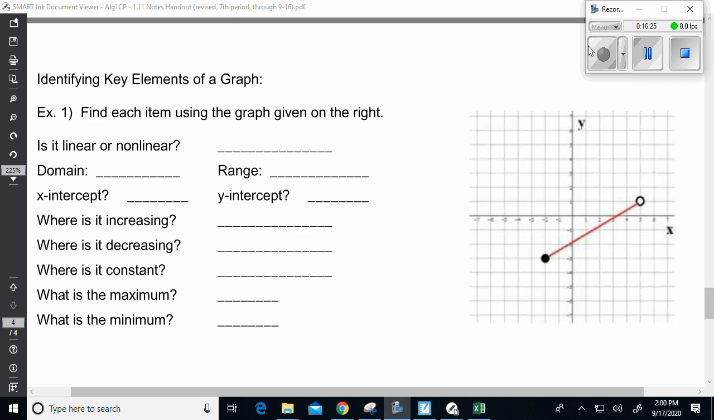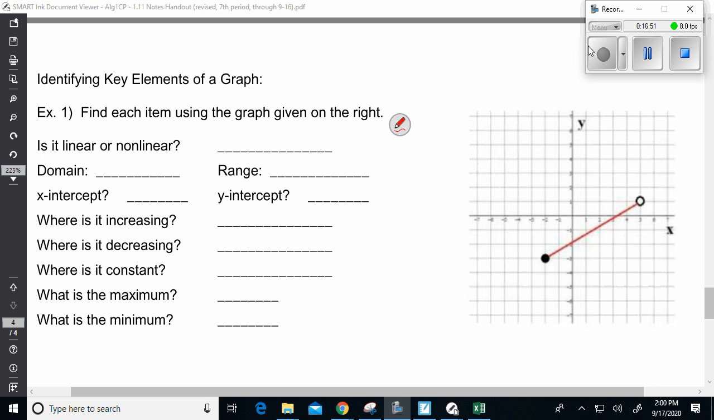So now that we have gone through all of the definitions, now we're going to put them into action. To put them in action is very, very simple. We're given a graph, and we're going to find the information about the graph.